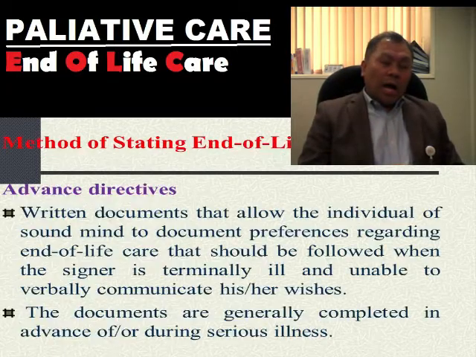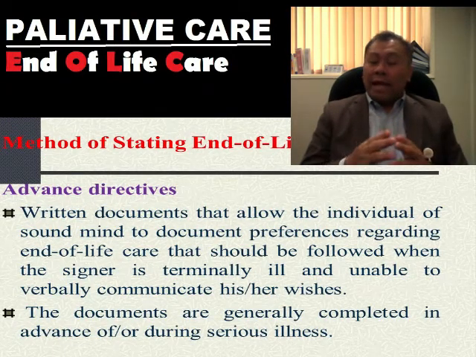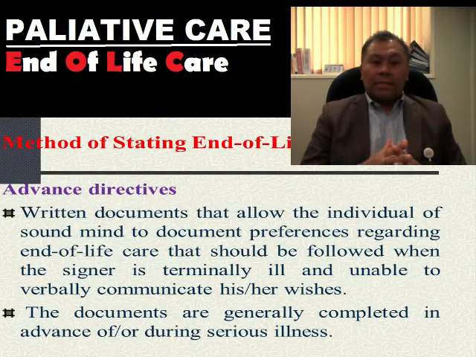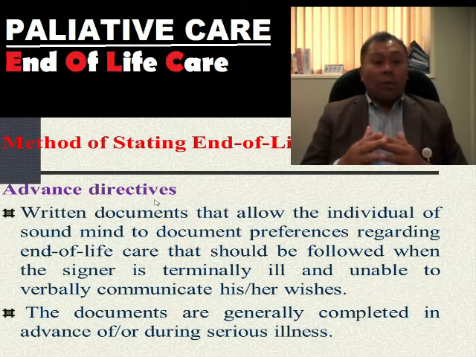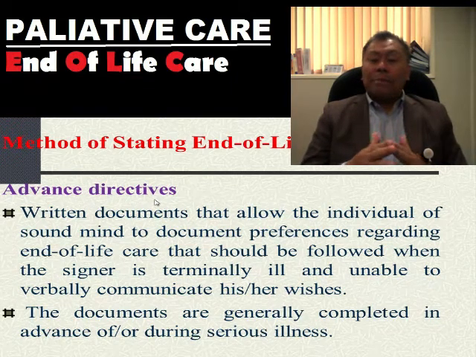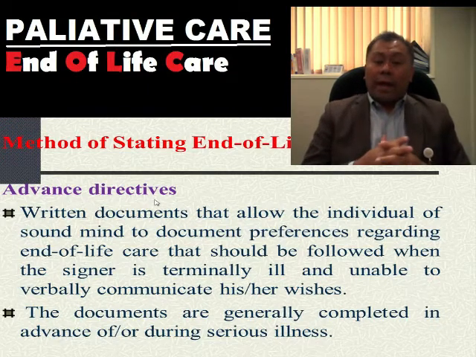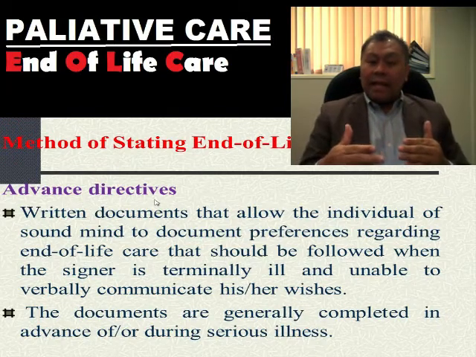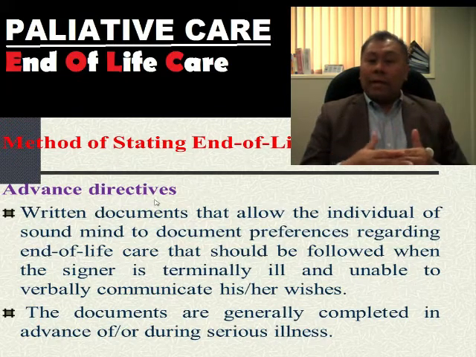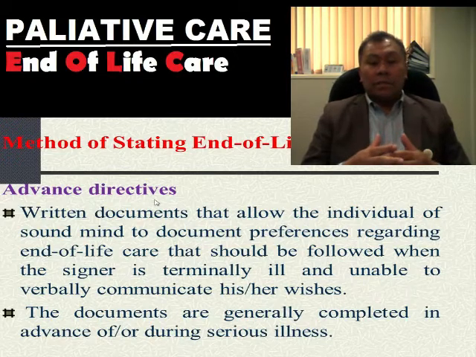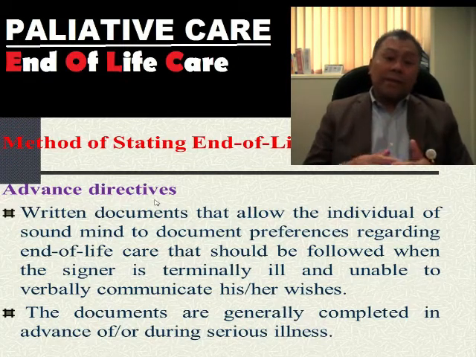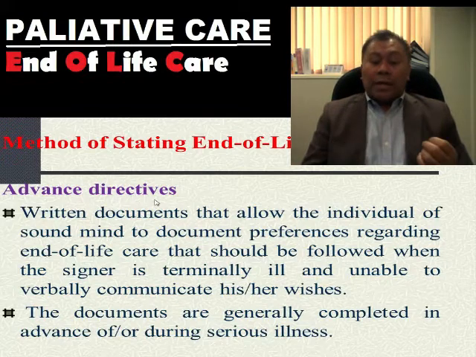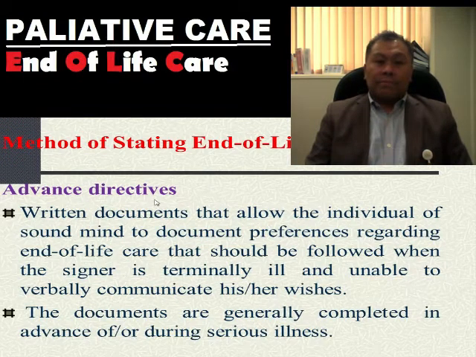So we have a method of stating the end of life preferences, called an advance directive. This is a written document that allows an individual of sound mind to document preferences regarding end of life care that should be followed when the signer is terminally ill and unable to verbally communicate his or her wishes. These documents are generally completed in advance or during serious illnesses.